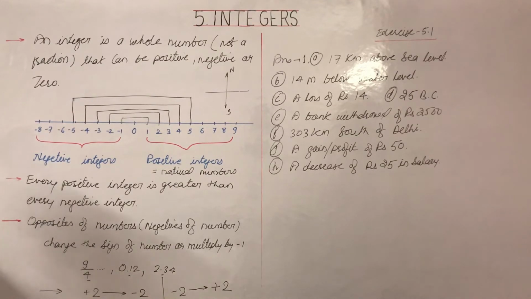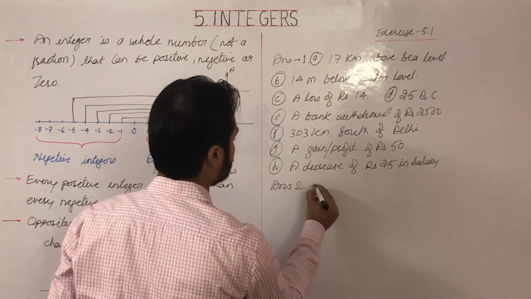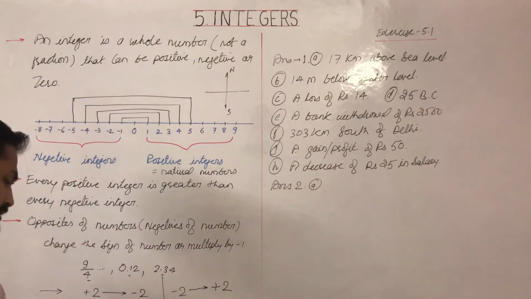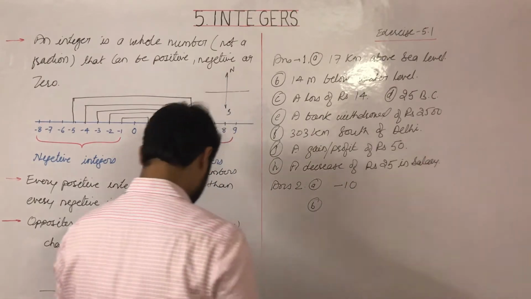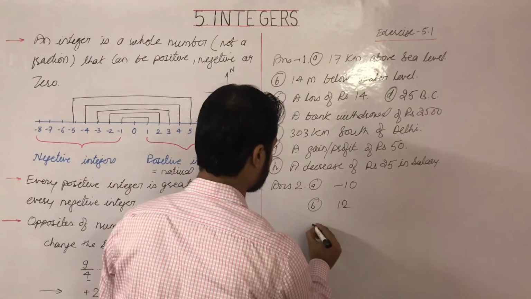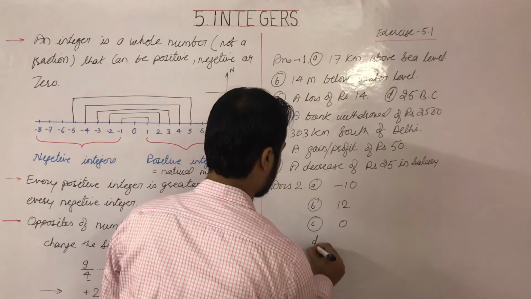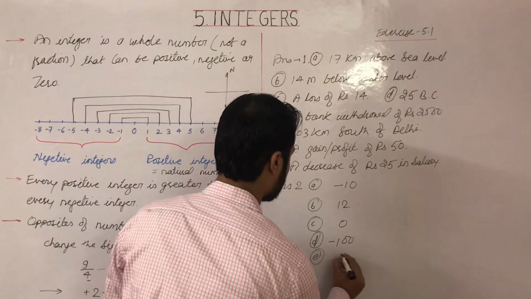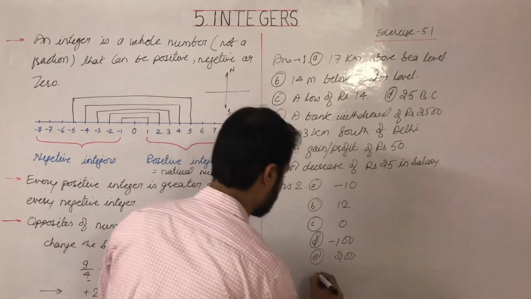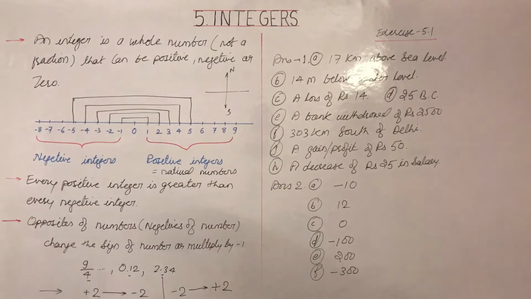Next question, state the opposites of. Answer number 2. Part A, state the opposites of. In part A, the given number is minus 10. Initially I am writing all numbers, then I will write the answer. D is minus 100, then E 200, and last F minus 300. So these are given numbers and we are required to find their opposites.